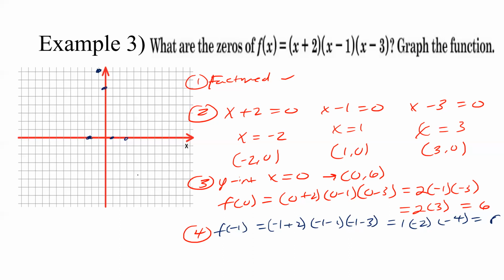And then let's do 2, f of 2. So we have 2 plus 2 times 2 minus 1 times 2 minus 3 equals 4 times 1 times negative 1 equals negative 4. So I'm going to go to 2, put down 4.